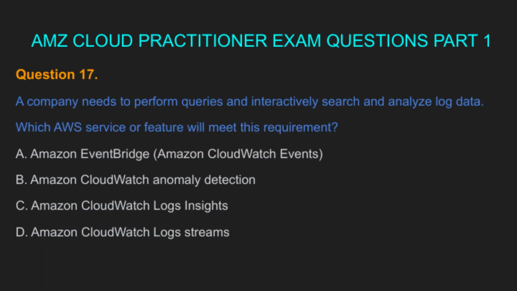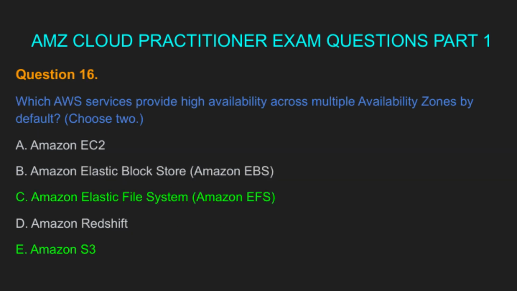Question 17. A company needs to perform queries and interactively search and analyze log data. Which AWS service or feature will meet this requirement? A. Amazon EventBridge, Amazon CloudWatch Events. B. Amazon CloudWatch Anomaly Detection. C. Amazon CloudWatch Logs Insights. D. Amazon CloudWatch Log Streams. The correct answer is C.